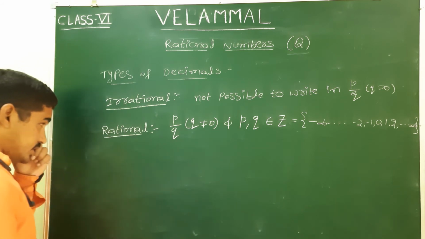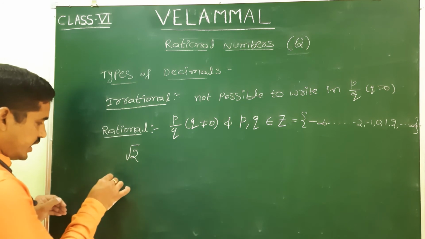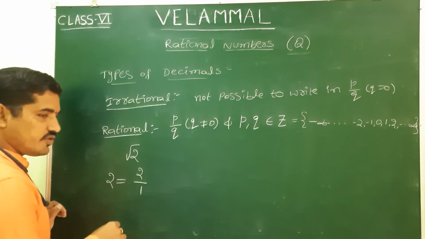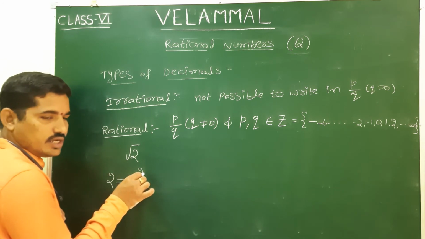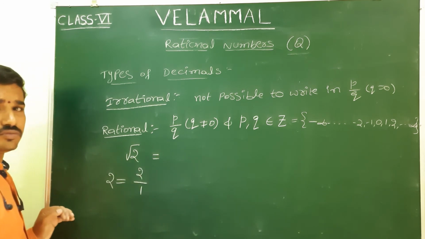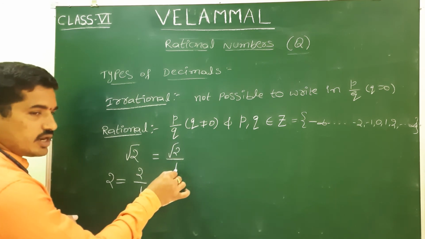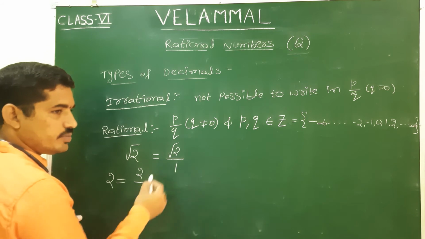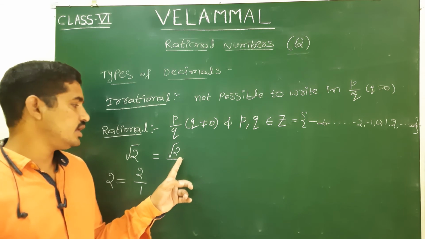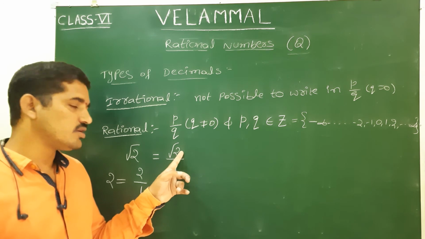Now here, for example, I am taking root 2. If we take the number 2, it is a rational number. Why? It can be written as 2 by 1. 2 is an integer, 1 is also an integer. Now for example, I am taking root 2. Root 2 we can write as root 2 by 1. Here the denominator is not equal to 0. Okay, root 2 by 1. But by that we should not say this is a rational number. Why? Here the numerator is in p by q form, but p is not an integer.